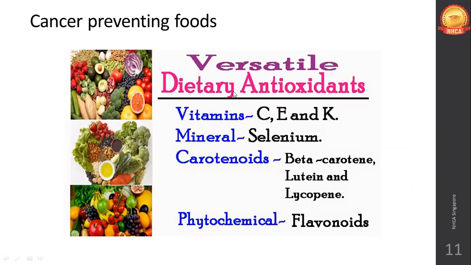So these are the cancer preventing foods. If you have a family history of cancer from both sides, maternal as well as paternal, you have to invest your nutrition into these categories. Vitamin C, E, and K. More of vitamin C, E, and K from fresh fruits and vegetables, cereals, seed-based oils. You can get vitamin E. Vitamin K is available in plenty in your dark green leafy vegetables.